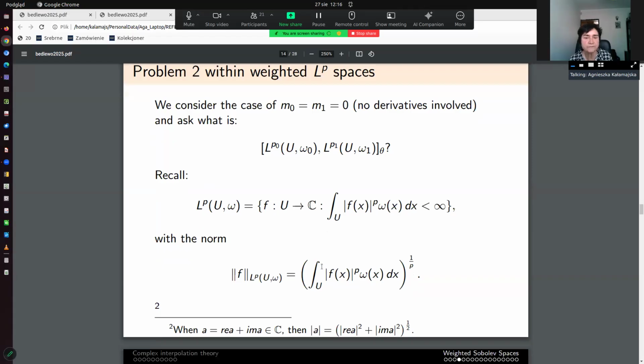Now, these functions have values in the complex numbers C, so it means I take the complex numbers, it has a real and imaginary part, and the modulus is as in complex number theory, so real squared plus imaginary squared, and I take it to the power 1/2. So what is the intermediate space between LP spaces?